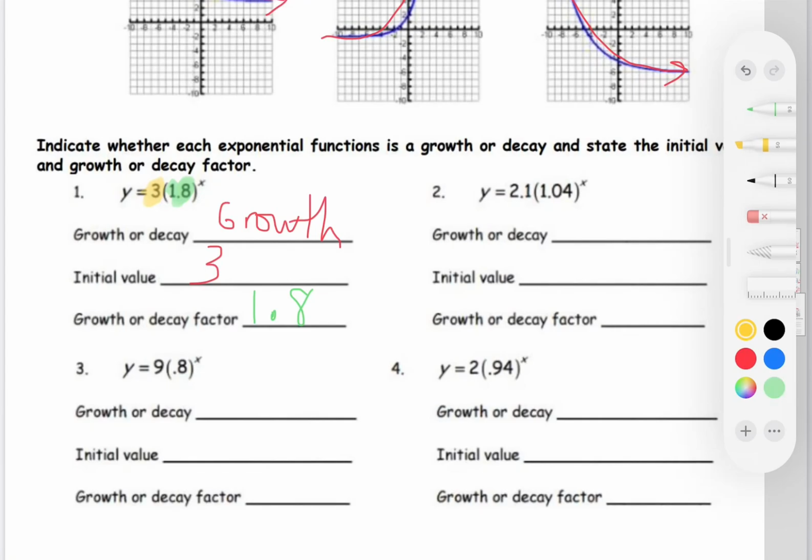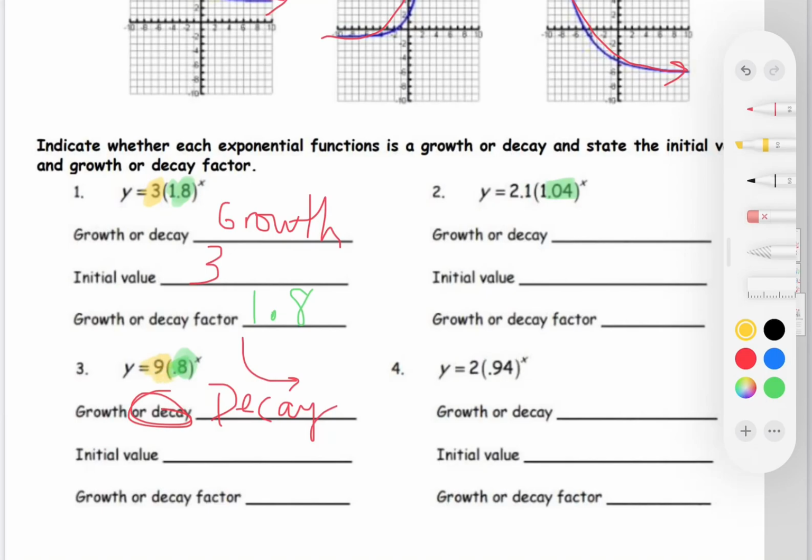So I want you to try the same thing with numbers 2, 3, and 4. This is 1.01 is my multiplier. Because it's bigger than 1, it's called a growth. What is the initial value? What is the number that it's growing by? Number 3, 0.8. I'll do this one with you. So my multiplier is 0.8. Is 0.8 bigger than 1? No. 0.8 is a decimal that's between 0 and 1. So that means it would be dropping. So if you multiply something times 0.8, it makes it smaller and smaller and smaller. So this is a decay.